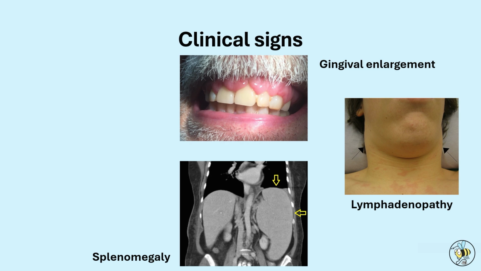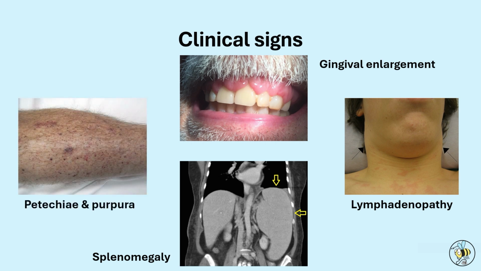Splenomegaly is a feature associated with myeloid leukemias. As the spleen breaks down blood cells, they enlarge as there are too many in the bloodstream. Finally, petechiae, which are small skin clots, and purpura, which are medium skin clots, are suggestive of thrombocytopenia and is a feature of many leukemias.